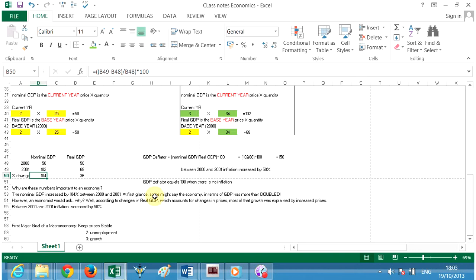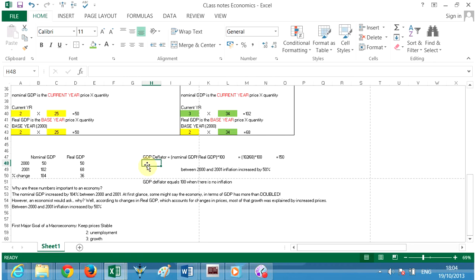Okay, so normally people would say, yes, that's very good. But an economist would ask, why? Well, let's look at the real GDP here. So if we look at the real GDP, we see that 102 divided by 68, this is the change in GDP here. 102 divided by 68 times 100 gives us a GDP deflator of 150. Now the GDP deflator gives us an index to see how much of growth is determined by price, inflation.